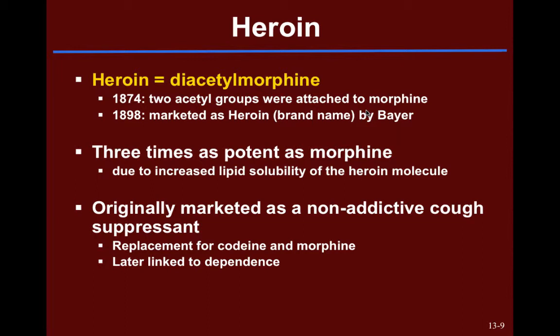It turns out that the non-addictive claim was misleading. Heroin was actually 3 times as potent as morphine, which was 10 times as potent as opium. So you can see the incredible strength of the substance. And as we now know, it can definitely be a dependence-creating drug.